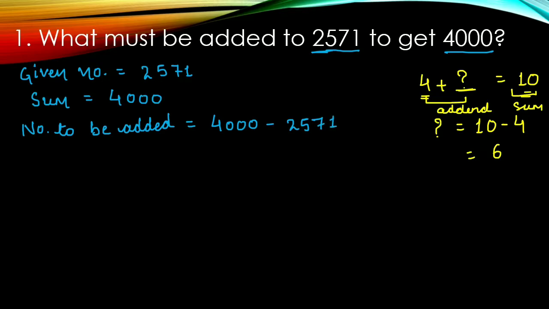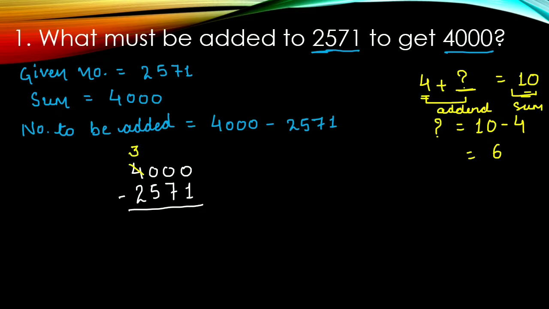2571. Now write them in column, 4000 and 2571. Now we have to subtract them. So as you can see, we have 0 at ones, tens and hundreds place. So we need to borrow from thousands place. So at thousands place we have 4000. Borrow 1000, 3000 will be left.